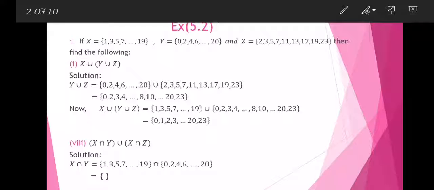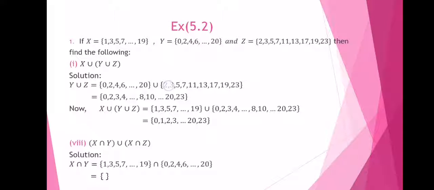You can easily observe here that set X includes the odd numbers from 1 to 19, and Y includes the even numbers from 0 to 20, and set Z is equal to the prime numbers. It is actually the set of prime numbers from 2 to 23.